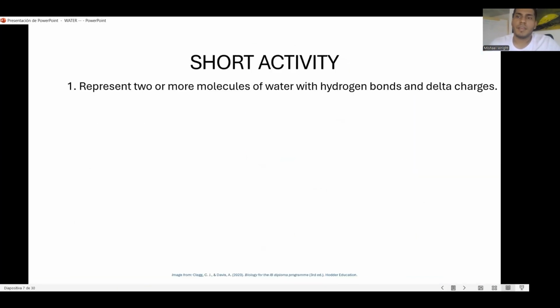So there is a short activity that I normally ask my students to do, to represent by using the delta charges, right? And I say delta is this, guys. Delta negative, delta positive, right? This means partially negatively charged. And this other means partially positively charged. If you want, you can pause the video and represent the water molecules with hydrogen bonds and delta charges.